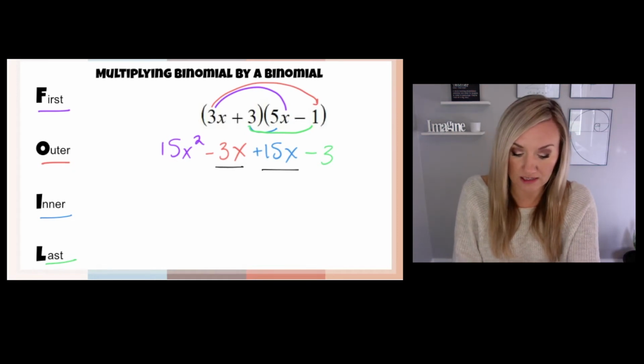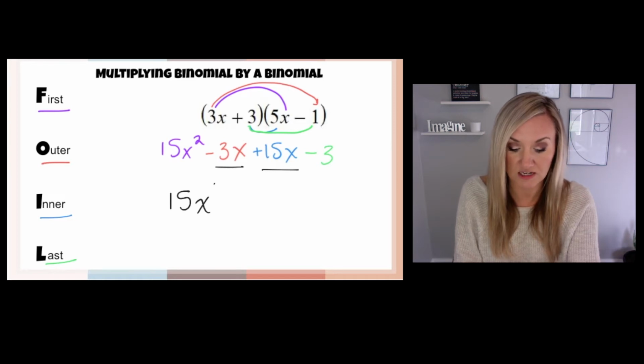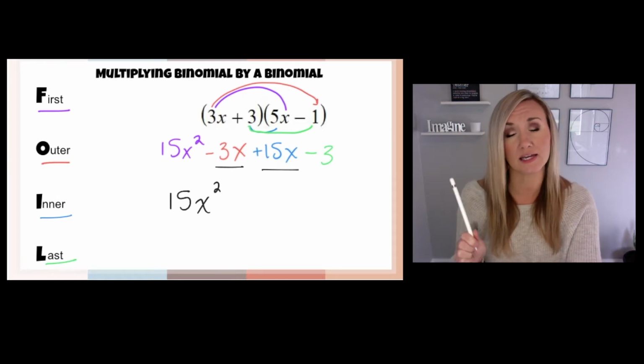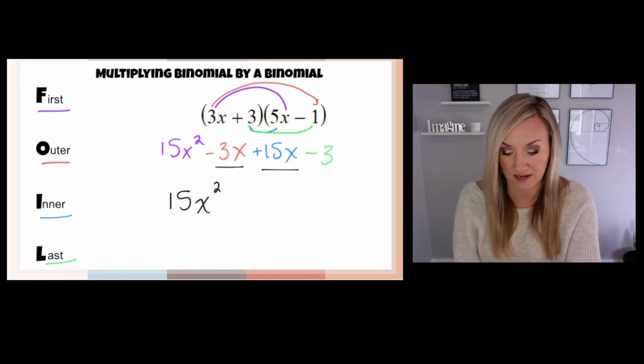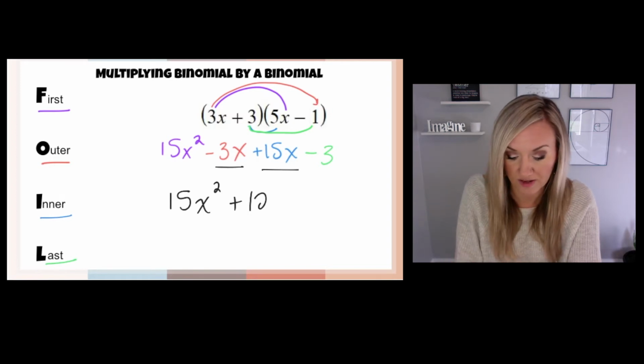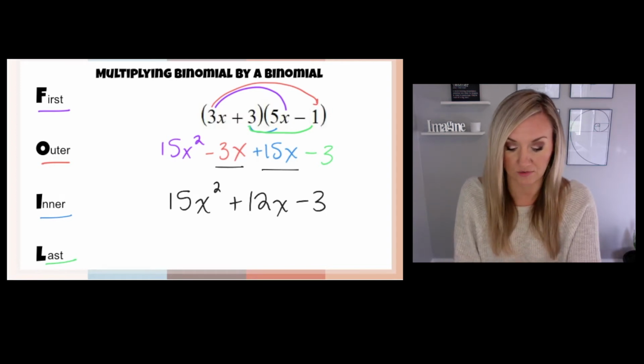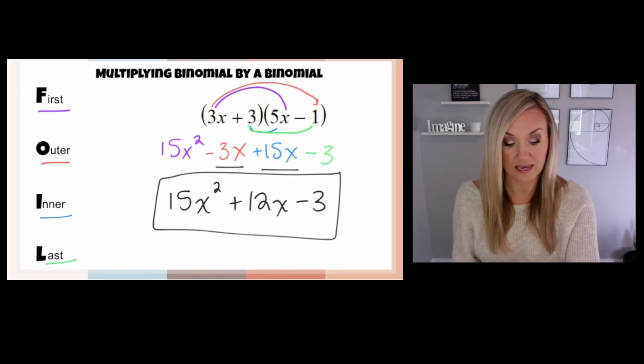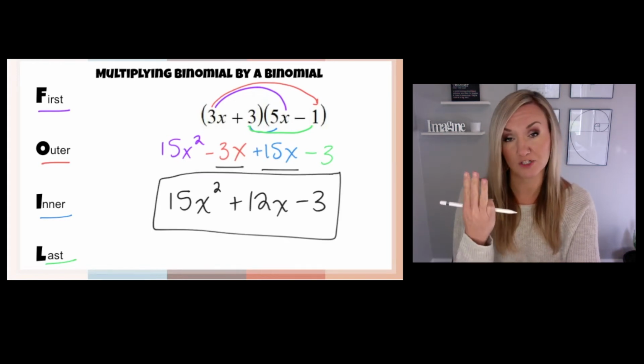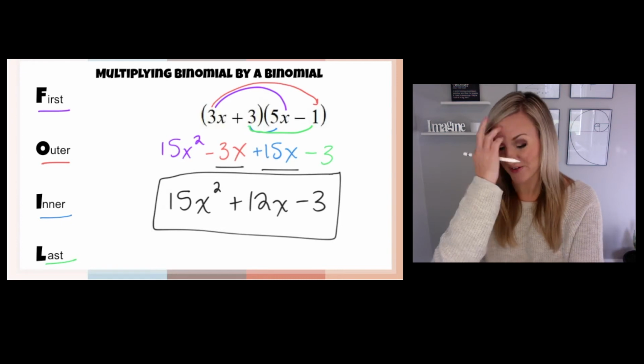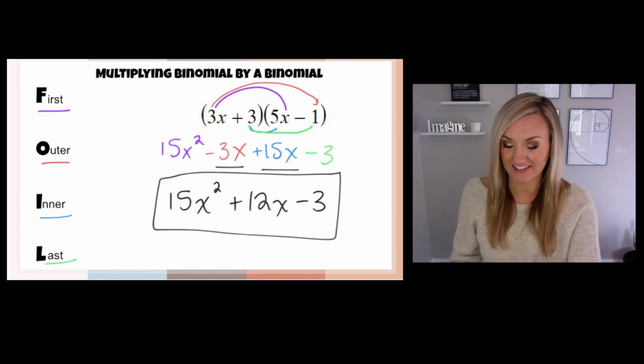So our final answer is going to give us 15x squared. I have a negative 3x plus 15x, and that is a positive 12x, and then negative 3. And this is a trinomial because we have 3 terms. Very cool. All right, welcome to FOIL. It's so much fun. All right, let's try it again.